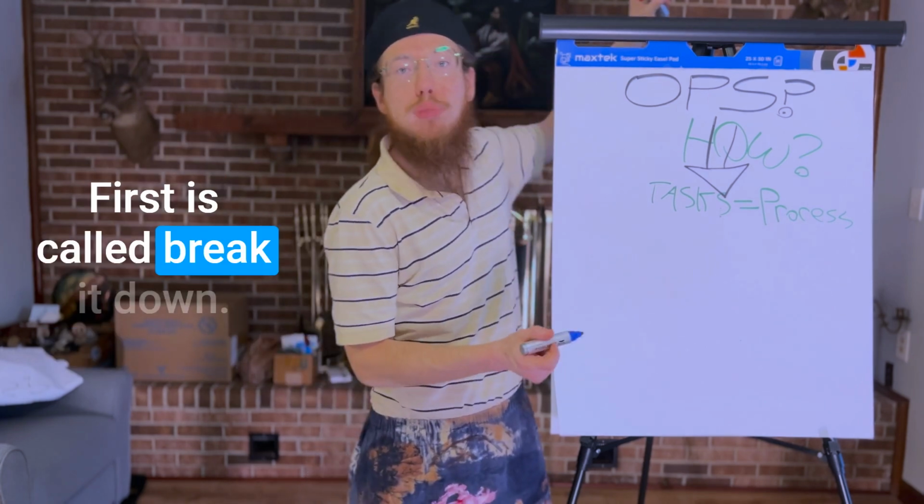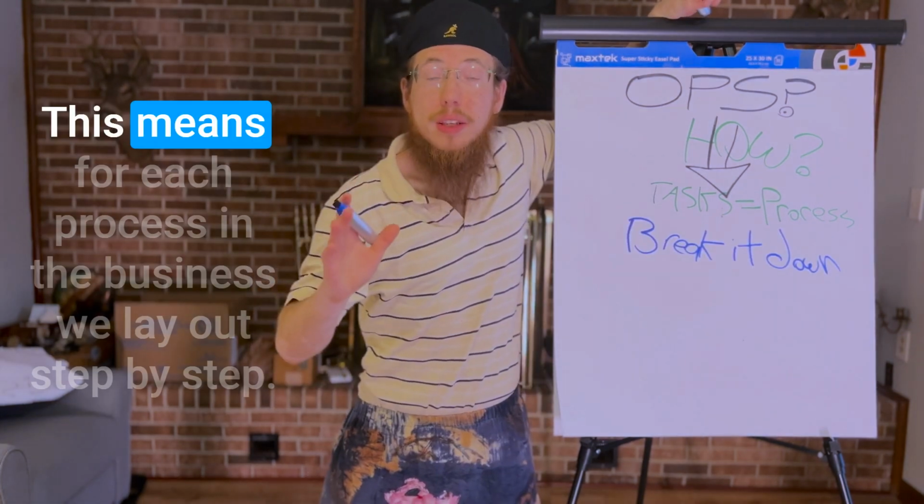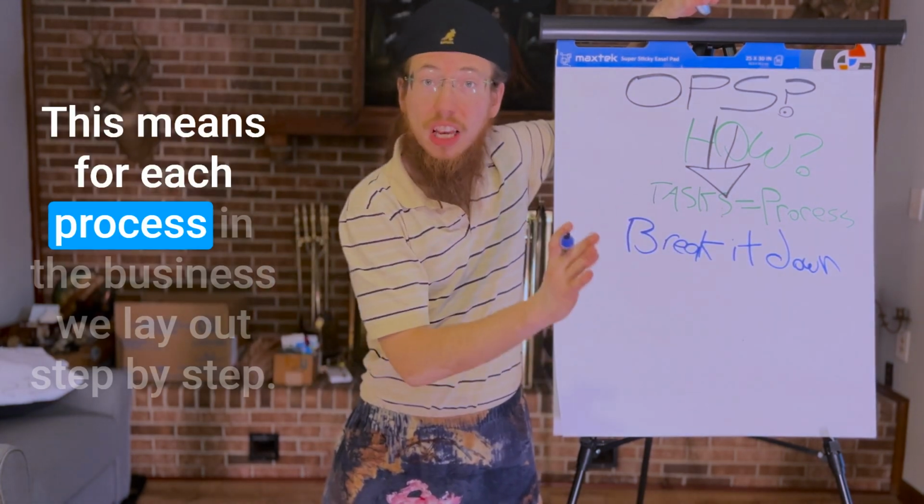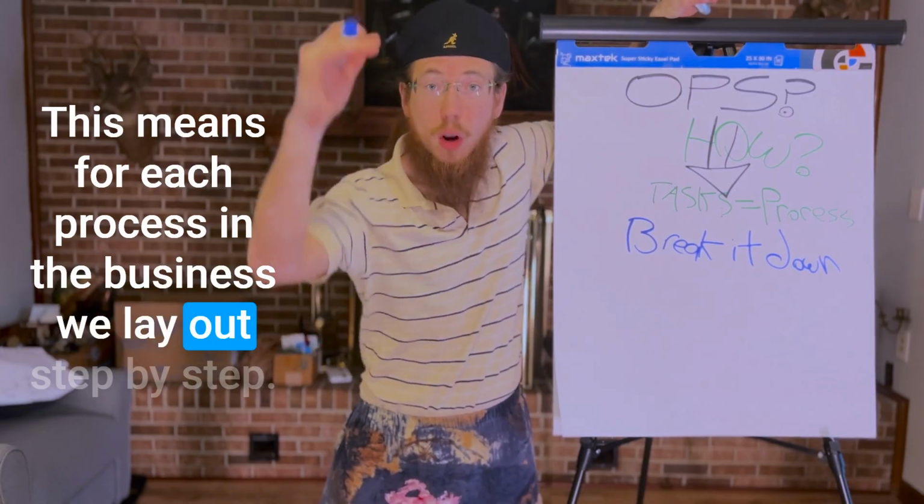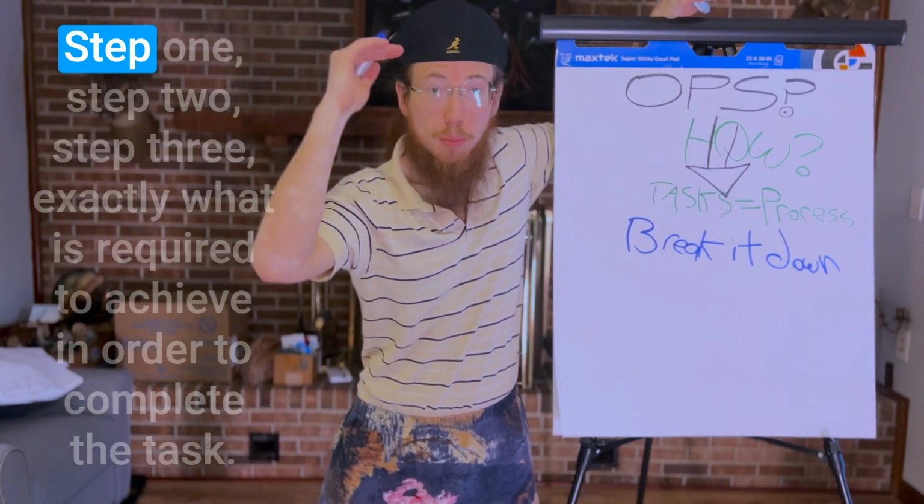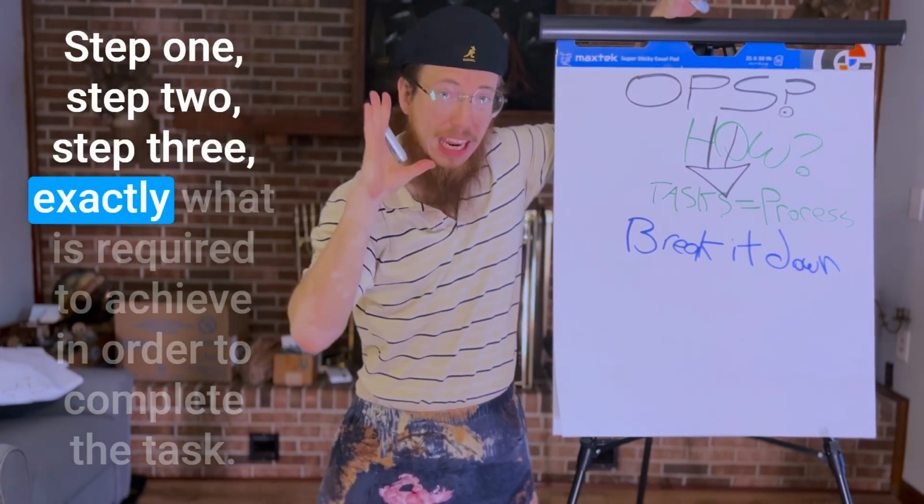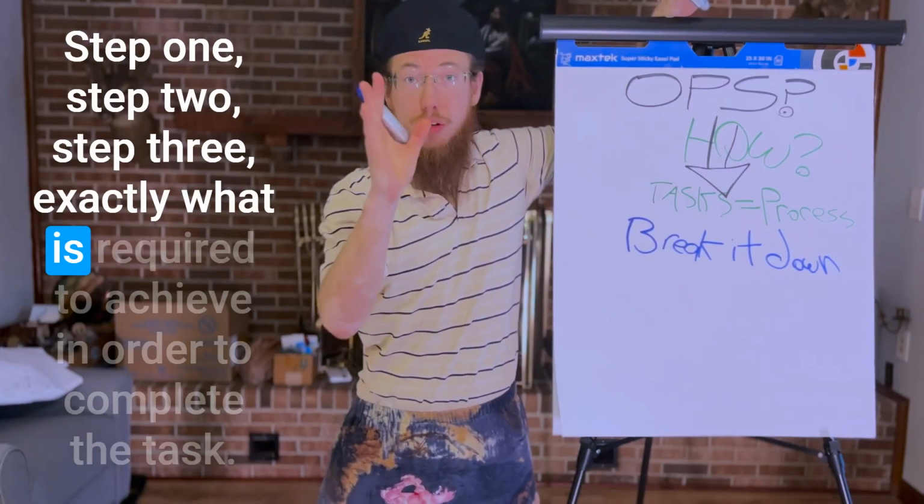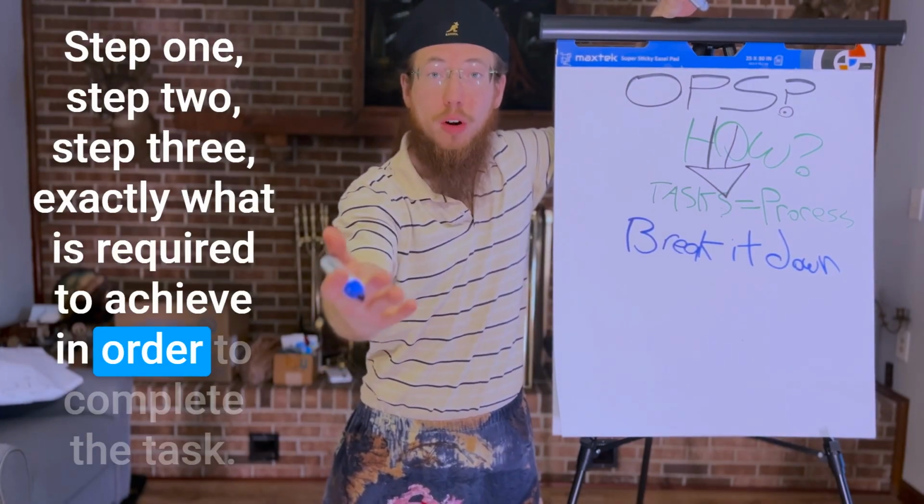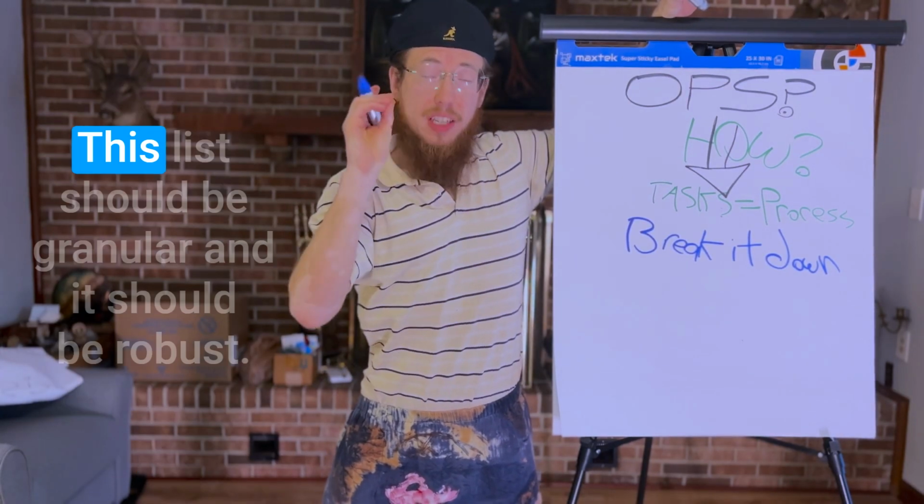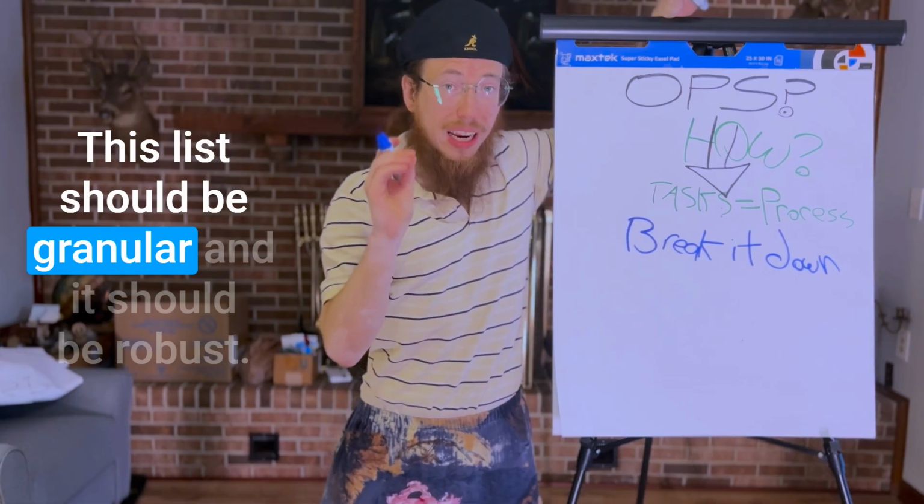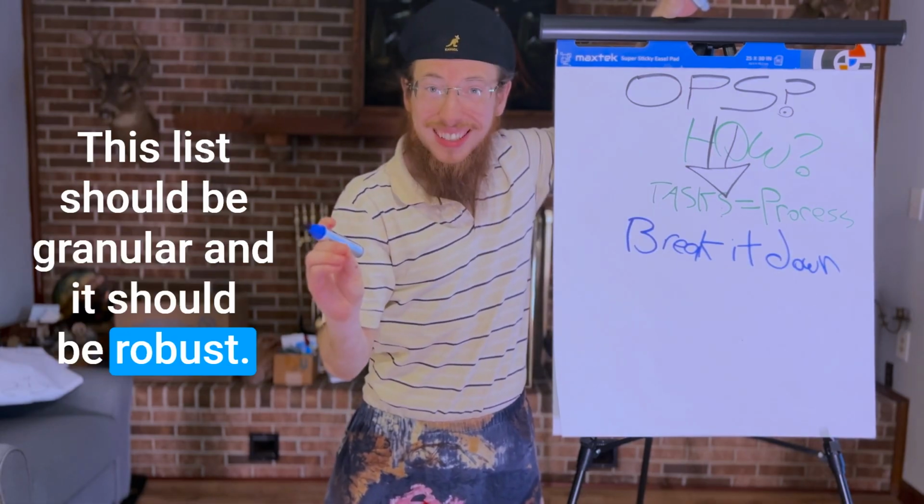First is called break it down. This means for each process in the business, we lay out step by step, step 1, step 2, step 3, exactly what is required in order to complete the task. This list should be granular and it should be robust.